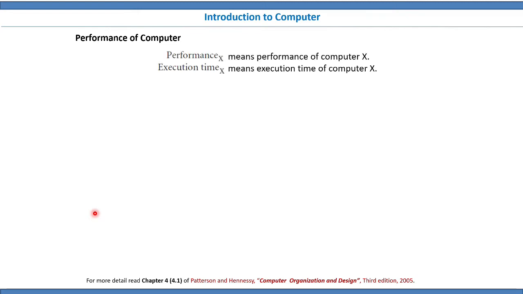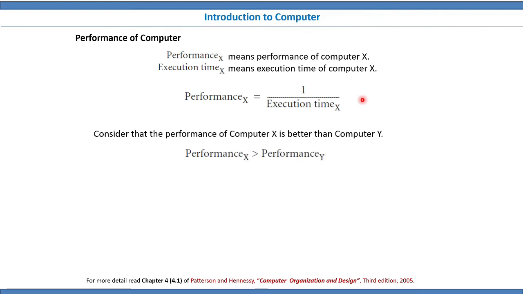Performance of a computer. Performance X means performance of computer X, and execution time X means execution time of computer X. So now performance X means 1 by execution time. It means the more the execution time, the less the performance. For example, if the performance of computer X is more than the performance of computer Y, it means that the execution time of X is less than the execution time of Y.